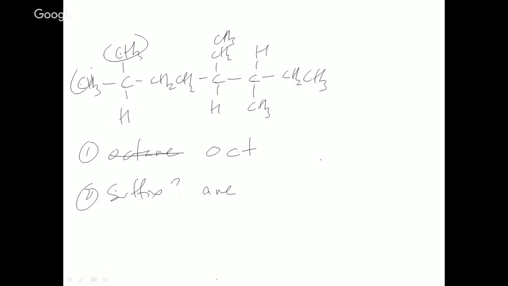Now we got to do the prefix. Big key with prefix, big rule: first substituent equals lower number. So which way gives us the lowest number? If we start from the left, we have a substituent at 2. If we start from the right, we have a substituent at 3. So we're going to start from the left, so let's number it. 1, 2, 3, 4, 5, 6, 7, 8.